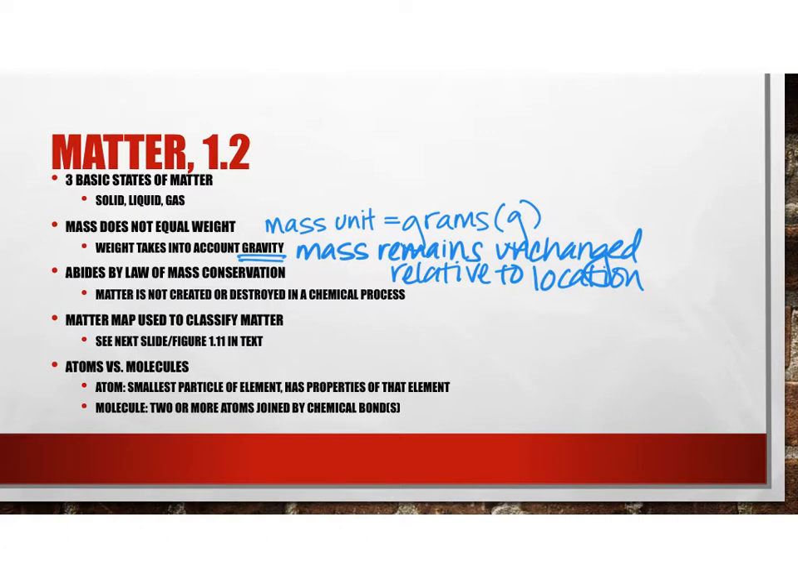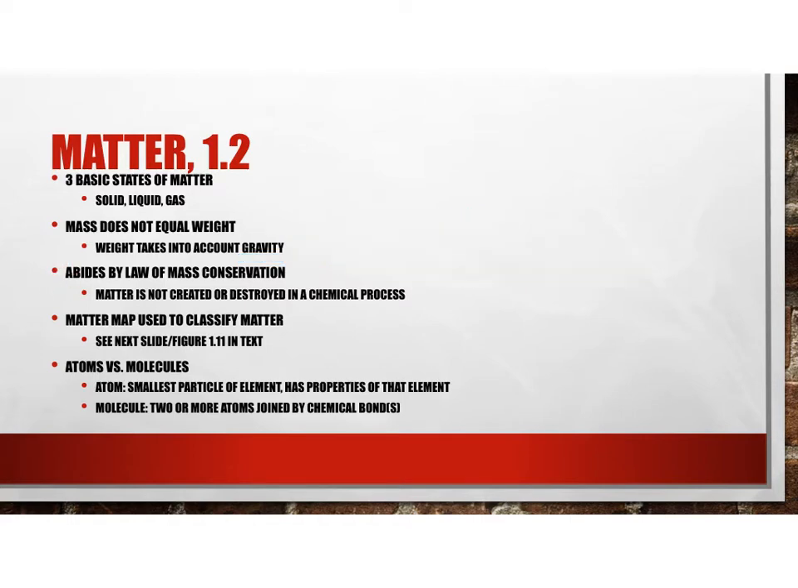All right, let's continue on to our next bullet point. Matter abides by the law of mass conservation. A law of chemistry that relates to mass conservation states that matter is not created or destroyed in a chemical process. So I'm going to write out for you just a very generic chemical reaction. So when a chemical turns into something else, it's called a chemical reaction. The starting material is called the reactant.